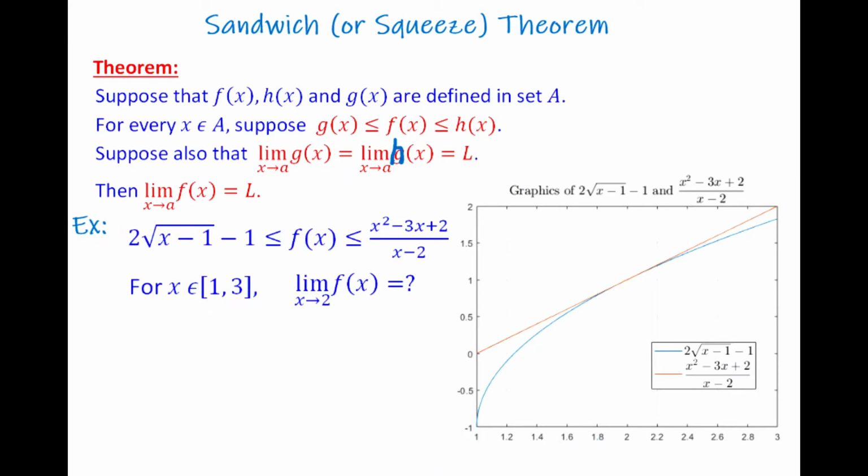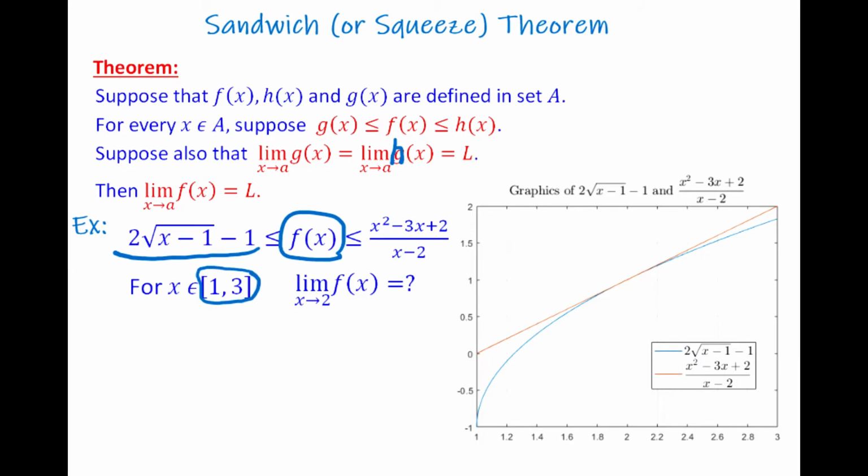And in this question, we have the smallest function, 2 times the square root of x minus 1, minus 1, which is less than or equal to f of x, and that is also less than or equal to x squared minus 3x plus 2 divided by x minus 2. Our domain is from 1 to 3, including the points 1 and 3. So what is the limit of f of x when x goes to 2?